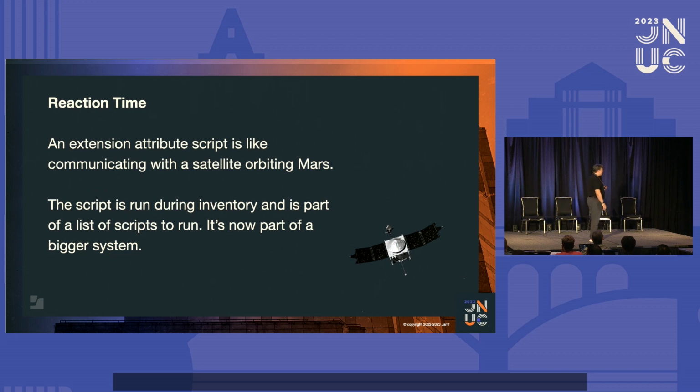So let's talk about scripting, but let's think about it in terms of reaction time. An extension attribute script is like communicating with a satellite orbiting Mars. Okay? The script is run during inventory. It's part of a list of scripts and extension attributes and everything else that runs at Recon. It's now part of a bigger system.